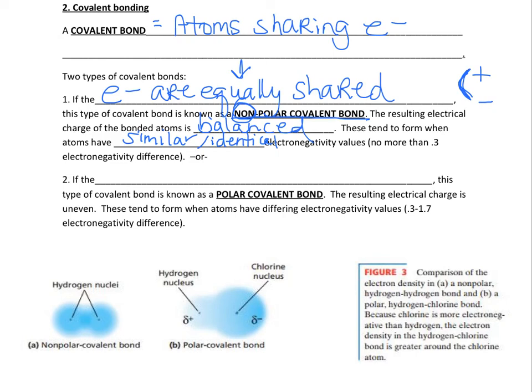Number 2, we've got another situation in which the electrons are not equally shared. If they are not equally shared, this type of covalent bond is known as a polar covalent bond. The resulting electrical charge is uneven. This tends to form when atoms have differing electronegativity values, from 0.3 to 1.7.